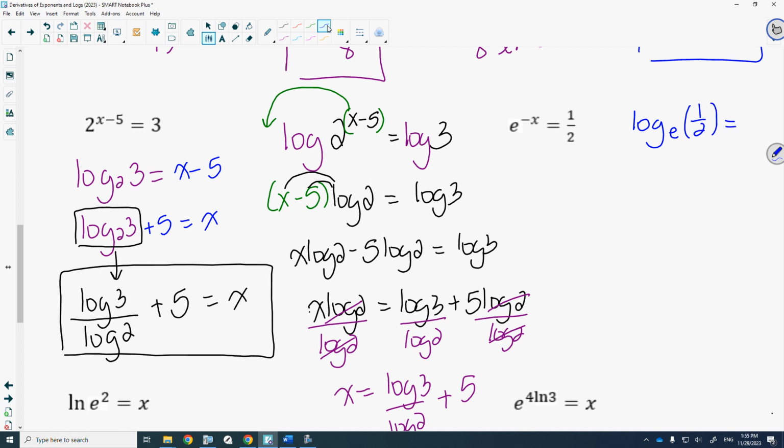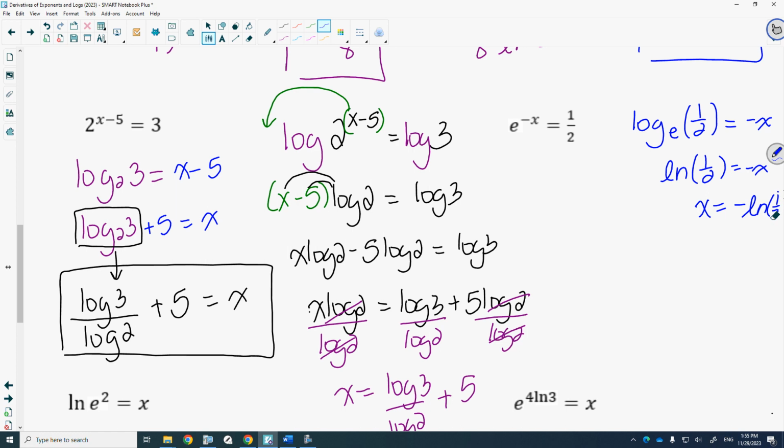It's equal to, what would it be equal to? Negative x. I need to get x by itself. And actually, before I get x by itself, what is log base E? Log base E is ln. So log base E is really ln of 1/2 is equal to negative x. I want to divide out that negative, so I'll get x is equal to negative ln of 1/2.